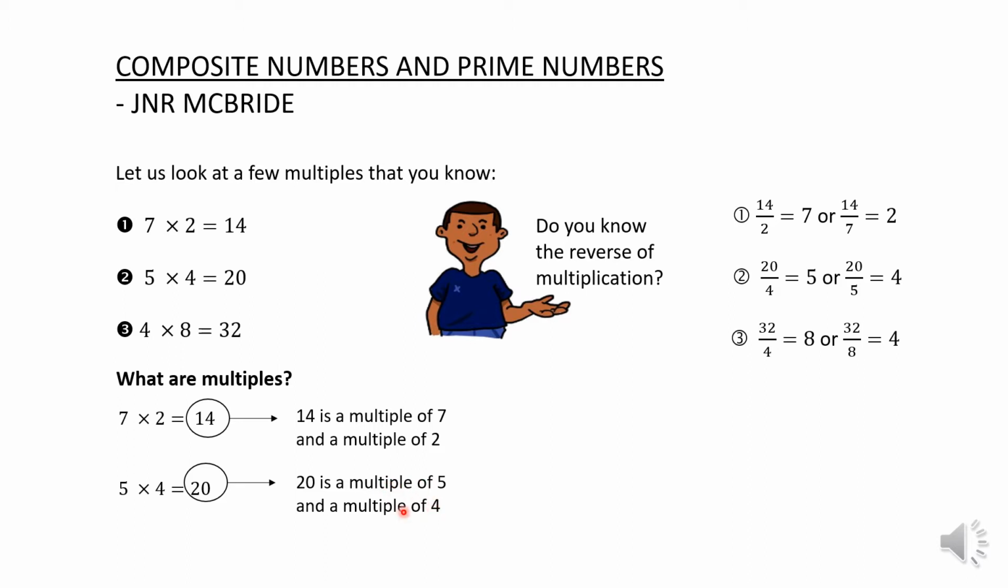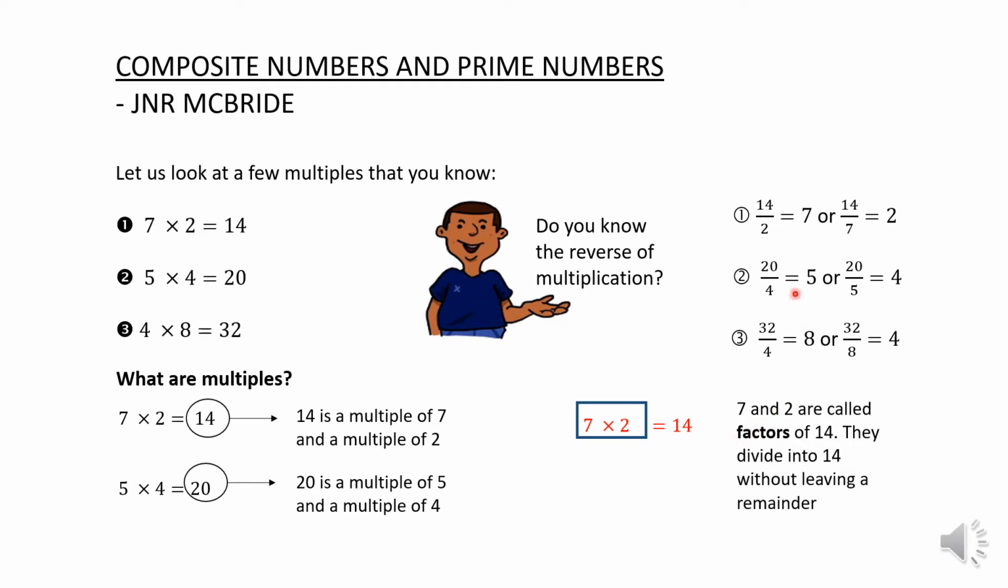So what do we call the 7 and the 2? Remember, when you multiply, the answer is the product. But what do we call the 7 and the 2? These numbers are going into the number without leaving a remainder. They are what we refer to as factors.